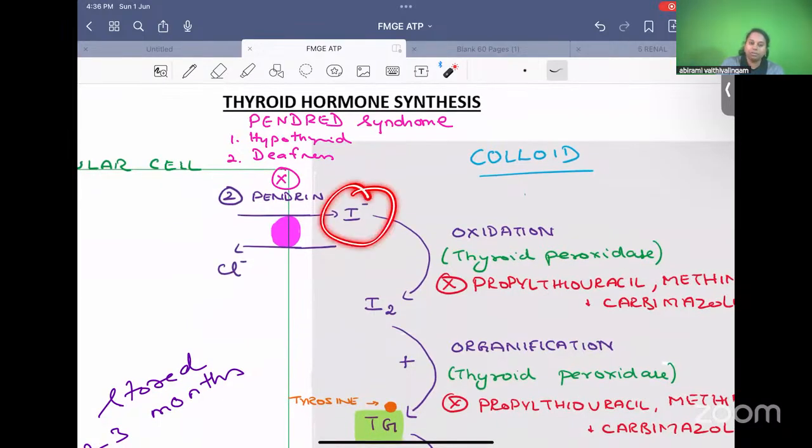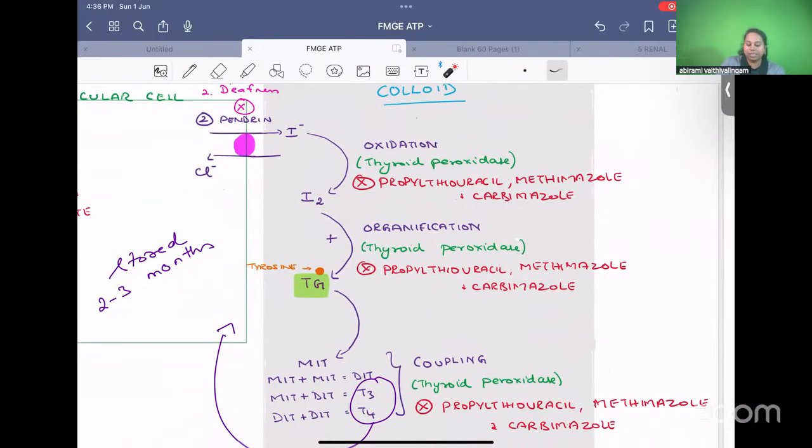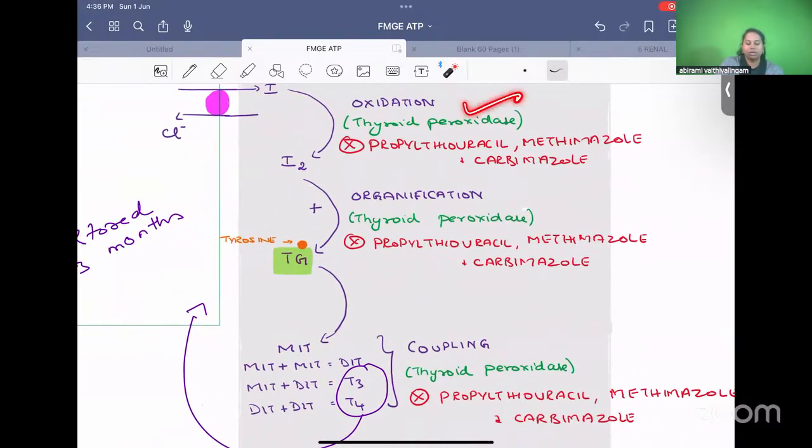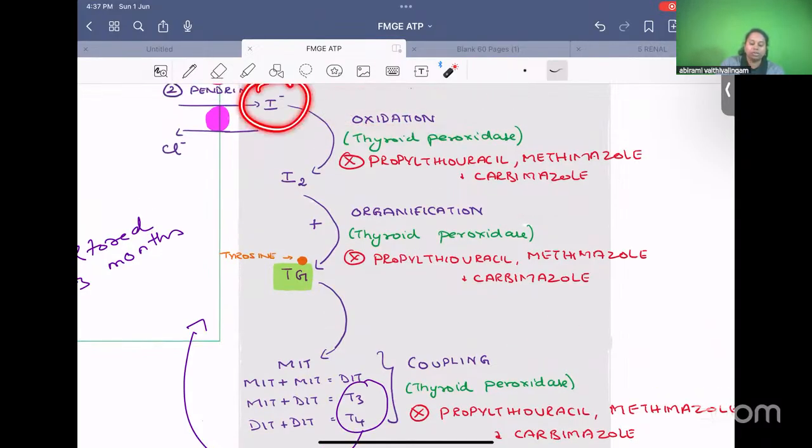Now iodide has reached the colloid. In the colloid, there are three steps: oxidation, organification, and coupling. What is oxidation? Iodide is oxidized to iodine with the help of the enzyme thyroid peroxidase. That is oxidation. What is organification?